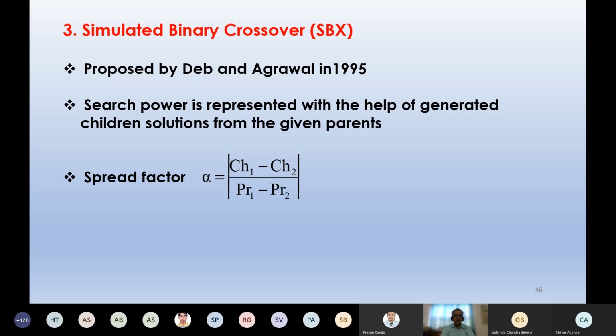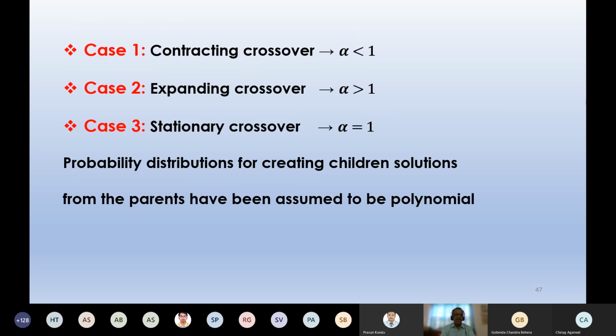Similarly, there is no hard and fast rule that child 1 will be greater than child 2, and consequently it could be either positive or negative, and we take the help of this mod, that is the positive value. So we try to find out a ratio of the difference between the two children solutions to the difference between the two parents. Now there are three possibilities for this spread factor. Depending on the children's solutions for the known parents, there could be three possibilities or three cases.